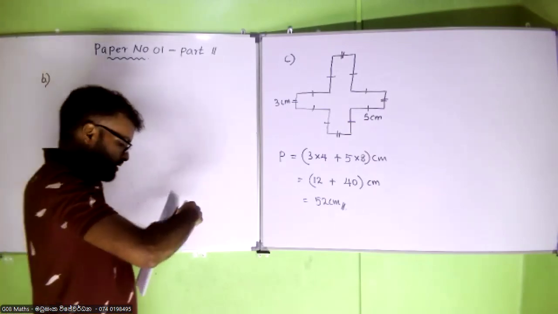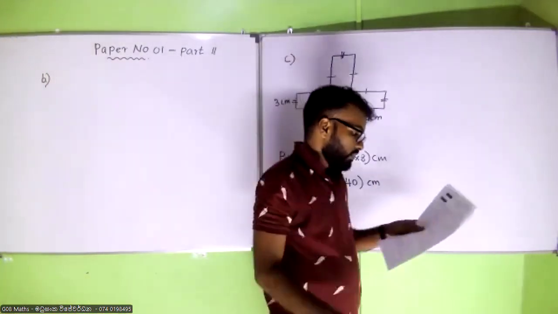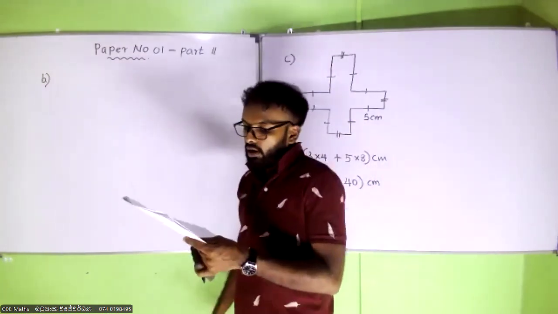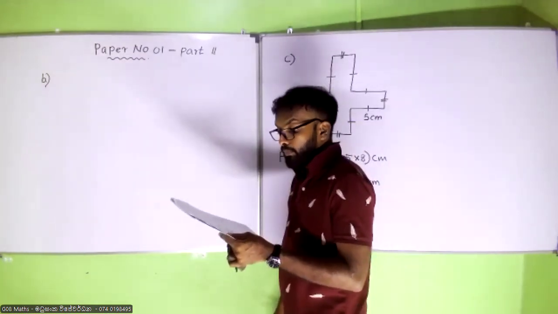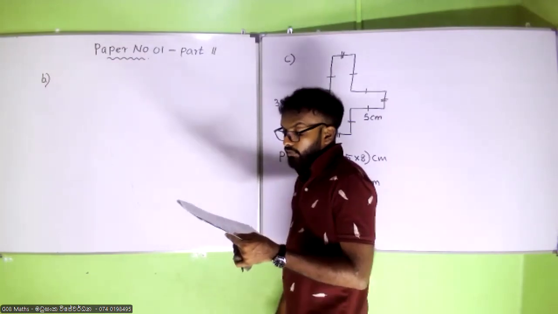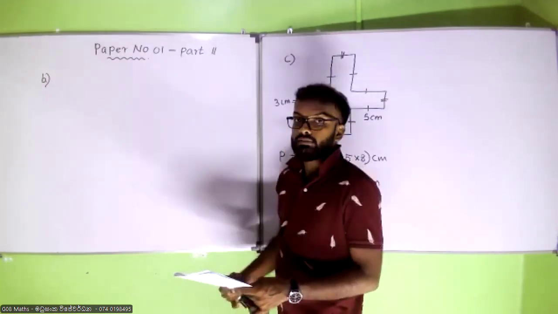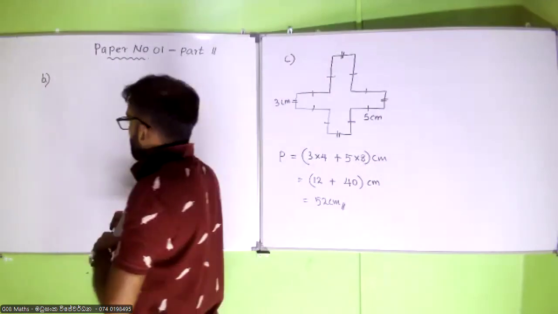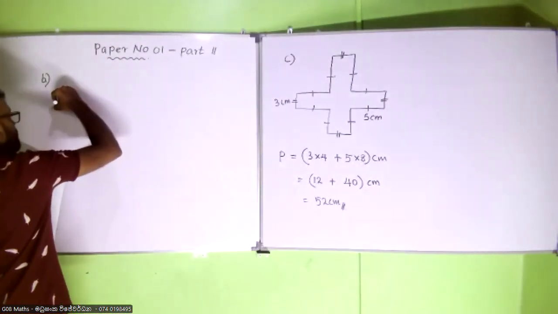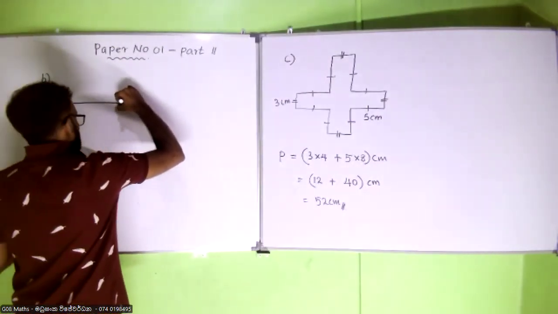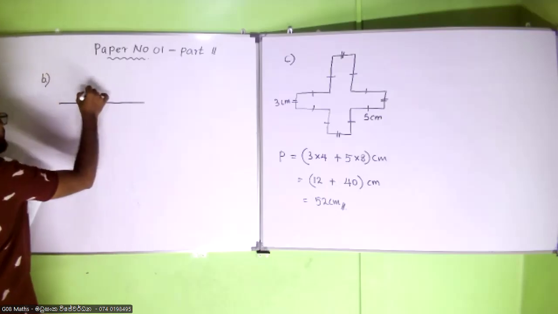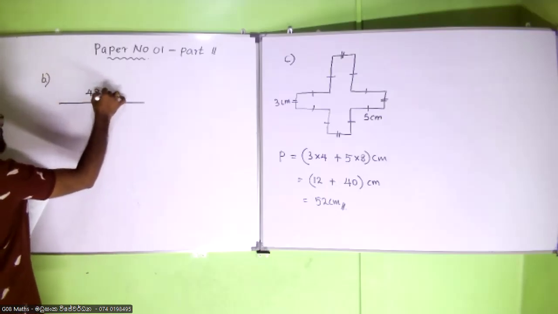So what is here in part B? A and B are parts of metallic wire with equal lengths of 48 centimeters. So there are 2 wires, each length is 48 centimeters. This one is 48 centimeters.